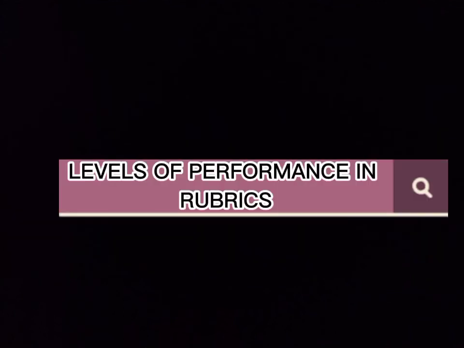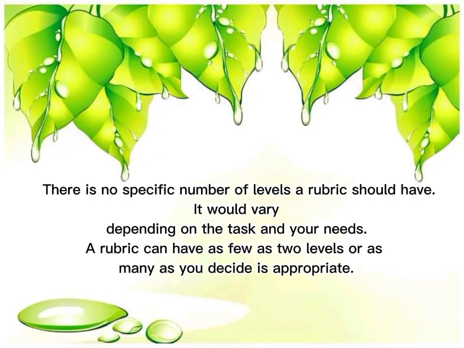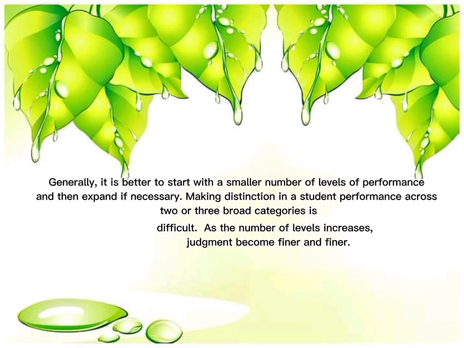Levels of performance in rubrics. There is no specific number of levels of rubrics you have. It will vary depending on the task and your needs. A rubric can have as few as two levels or as many as you decide is appropriate. Generally, it is better to start with a smaller number of levels of performance and then expand if necessary. Making distinction in a student performance across two or three broad categories is difficult. As the number of levels increases, judgment becomes finer and finer.